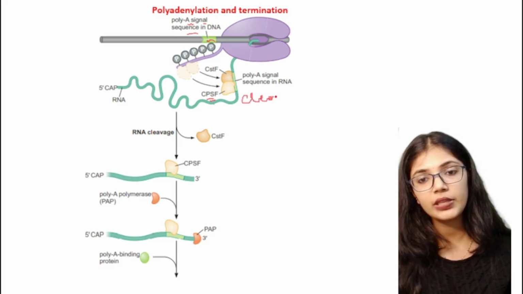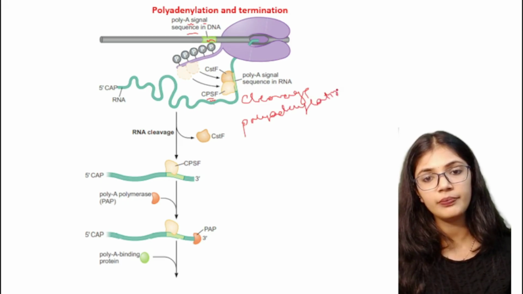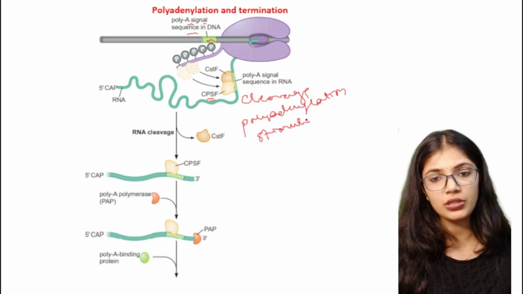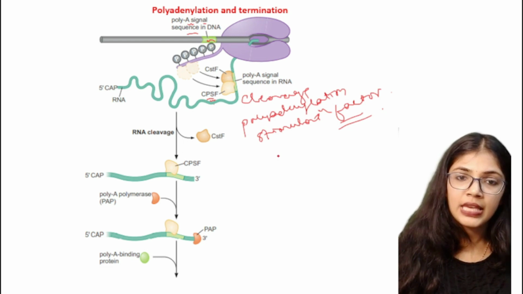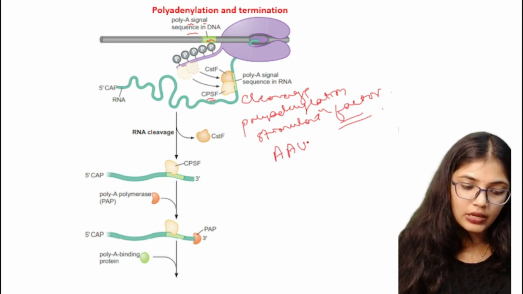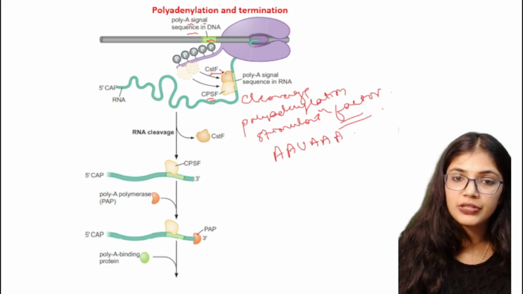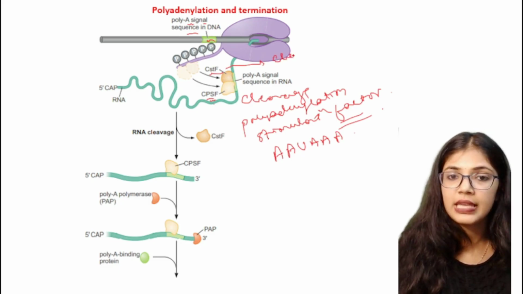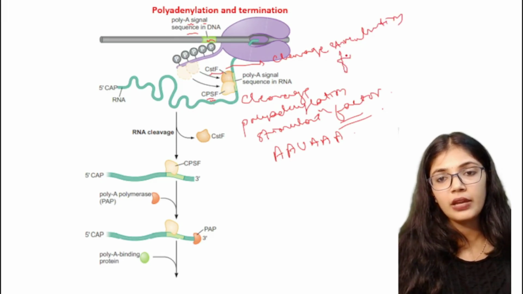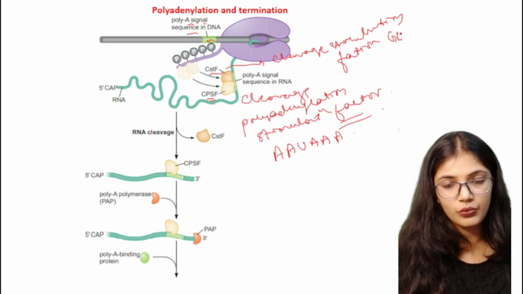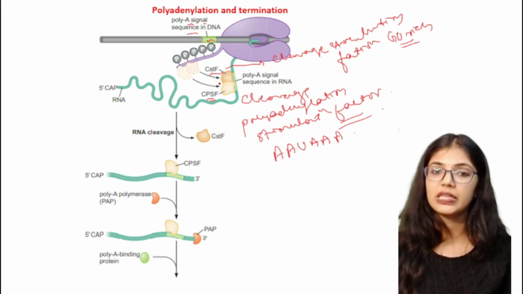It is known as cleavage polyadenylation stimulation factor. Okay, and it recognizes a sequence which is known as AAA. Okay, then there is one other factor which is known as CSTF, which is known as cleavage stimulation factor. It recognizes the GU-rich sequence. These are the two types of enzymes which are present, CPSF and CSTF.